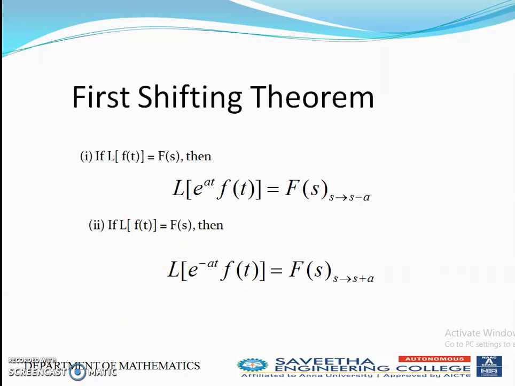So first we shall go through the first shifting theorem. If L of f of t equals F of s, then L of e power at f of t equals capital F of s, where s goes to s minus a. So when a multiple of e power at into a function is given, we can write it in terms of s goes to s minus a. Suppose e power minus at is given, then we can replace s goes to s plus a.